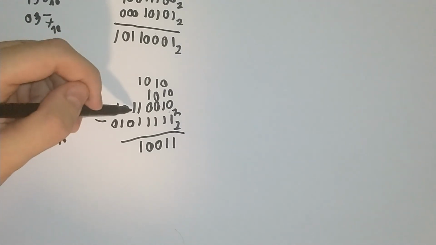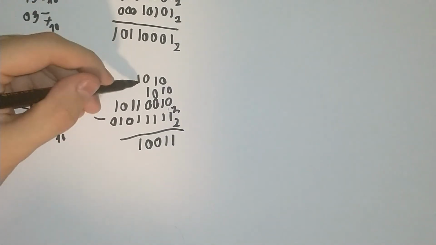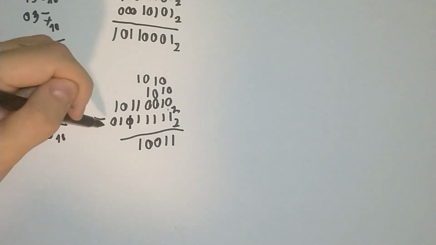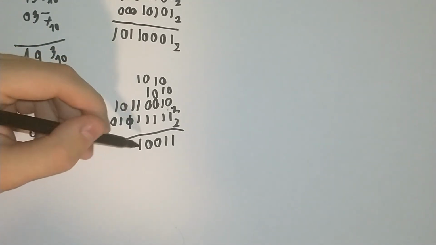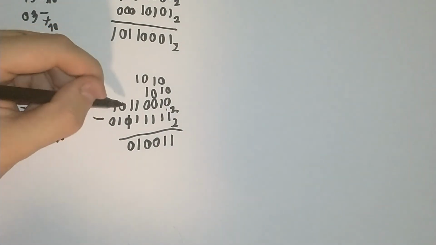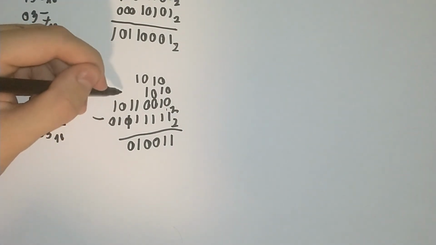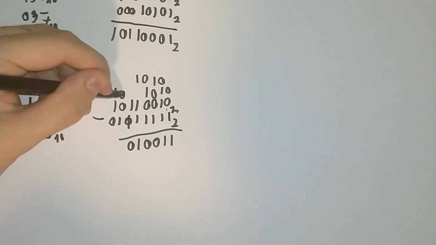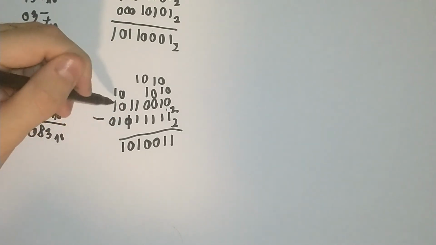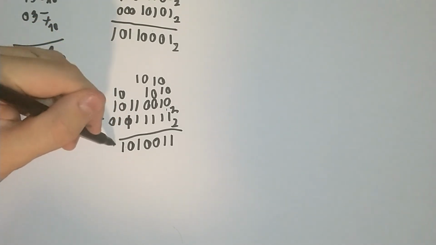Then we have this 1 minus 0, but since we have this one over here, we can just put it over here, which is then 1 minus 1, which is basically 0. Then we have 1 minus 0 here as well, sorry. And we just put it like this. We write the 2, we subtract, we get 1, and then we have 1 minus 1, which is 0.